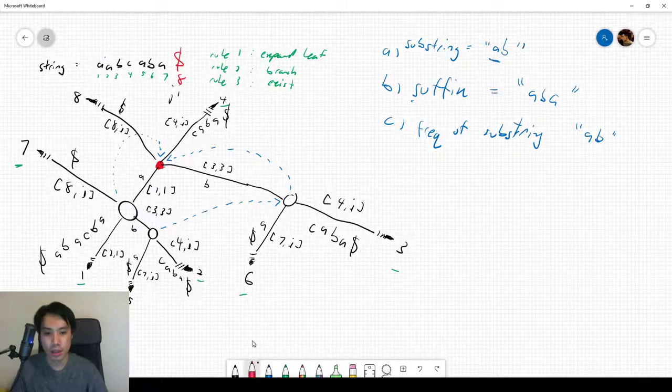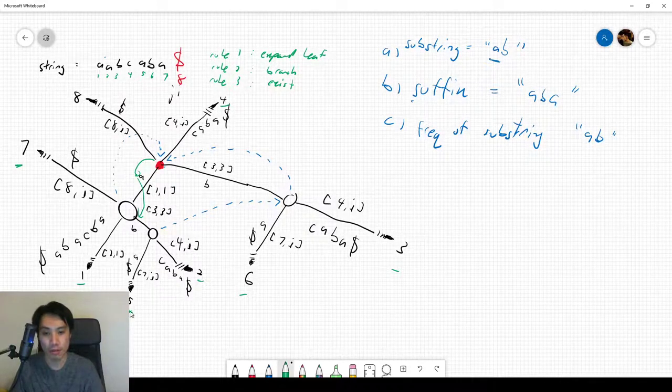Let me erase this string. If I were to traverse, let's use green. A, and then B. I know my substring actually exists. If I want to know the frequency, the best way is to count the number of leaves. So below AB, how many leaves do I have?